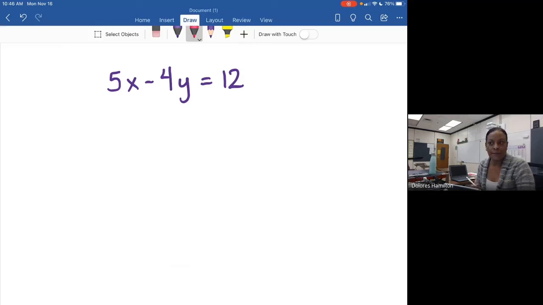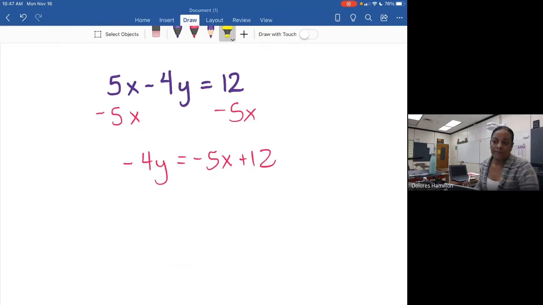Let's do one more example. So here we have 5x minus 4y equals 12, and we want to find the slope of that line. Again, we just want y by itself. So we're going to move everything else over to the other side. We're going to start by subtracting the 5x. We have negative 4y equals negative 5x plus 12.